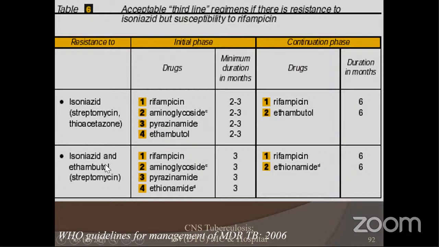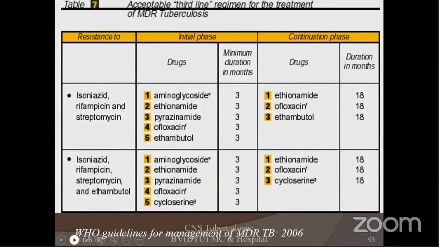And if you have isoniazid and ethambutol resistance, and resistance to streptomycin also, then you have to have a pyrazinamide and ethionamide combination, and ethionamide has to continue for 6 months. In the initial days of my physician job, from 86 to 90, I used ethionamide in anti-tubercular treatment in those days. So that's important.